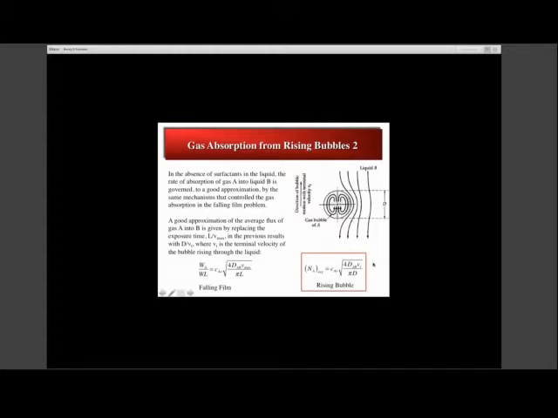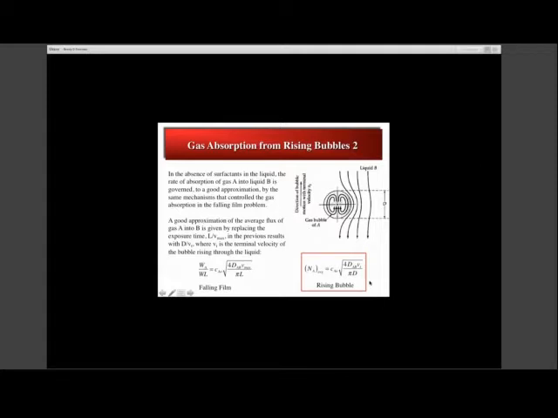And again, we're not going to walk through that calculation in detail, but look at how similar these are. In the rising bubble case, the velocity is given by the terminal velocity of that bubble, right? That's basically the maximum velocity of the fluid that is flowing past that gas bubble, and the length scale is given by the diameter of the bubble.